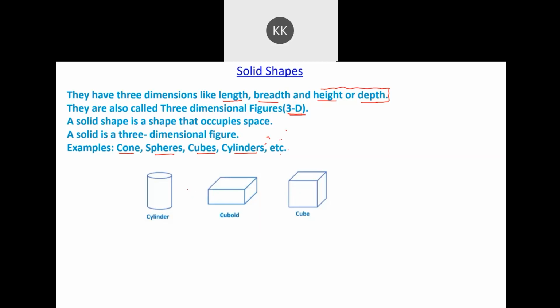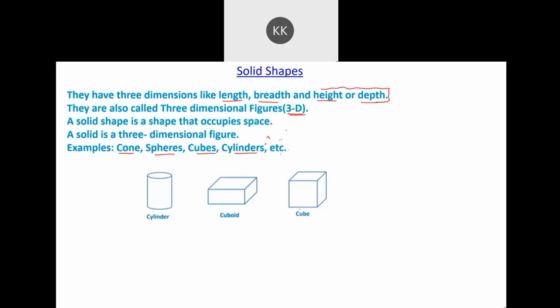What comes to mind when you look at these solid figures? When we were having plane figures, it was easy for us to find the area. Can we use the same method for finding the area of these solid figures? Cylinder, cuboid, cube, something like that. No, sir. Why not? Because two-dimensional figures only occupy area, but three-dimensional figures also occupy space, sir. Okay.